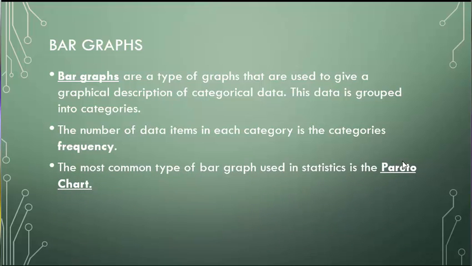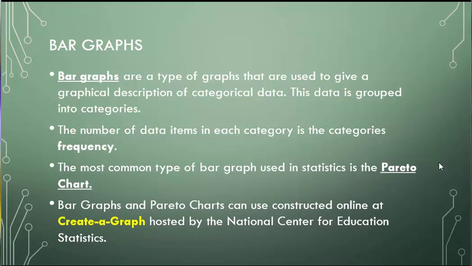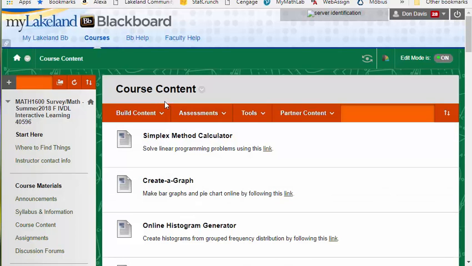The most common type of bar graph that we'll talk about in statistics is called the Pareto chart, named after the Italian economist. And we can graph bar graphs and Pareto charts online at the site hosted by the National Center for Education Statistics called Create-A-Graph. And if you look in your Blackboard site, under course content, you have a link to Create-A-Graph, and we'll see how that works here in a few minutes.